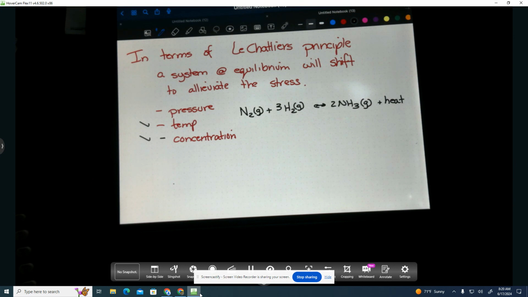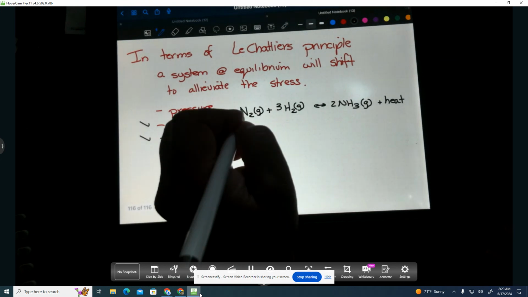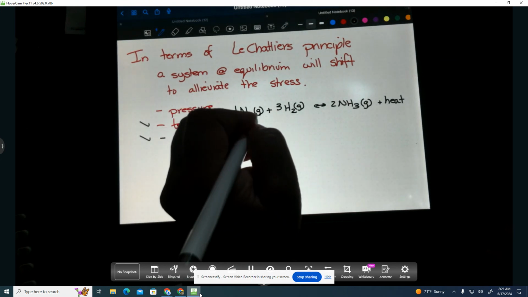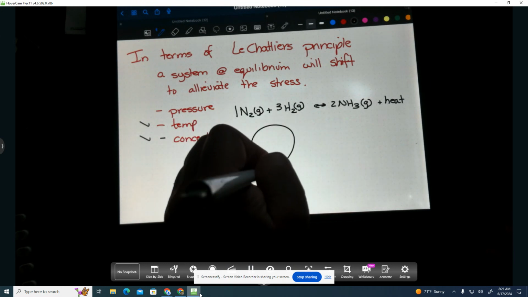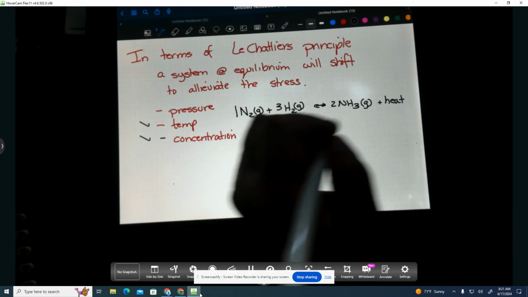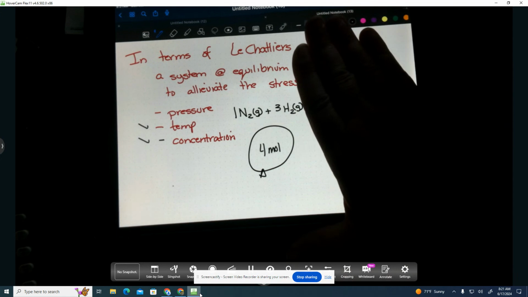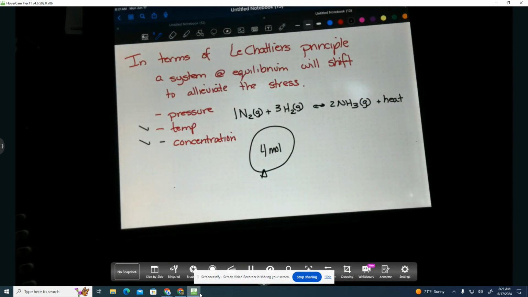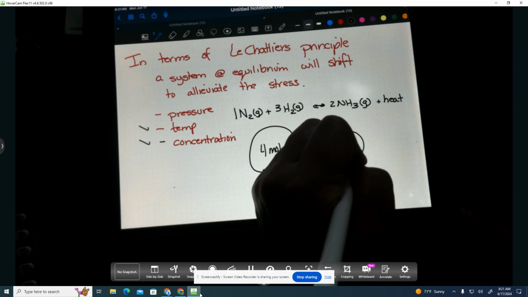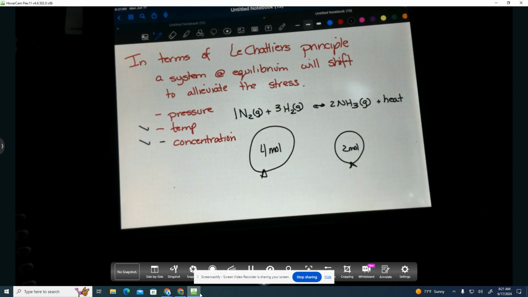Got it? Okay. So what we have to do for pressure is we have to look at the number of gases we have on either side of the arrow. On this side of the arrow, we have 1 gas here and 3 gases here to give me a total of 4 moles of a gas. That's on the left side. On the right side, I only have 2 moles of a gas. See how much smaller it is?